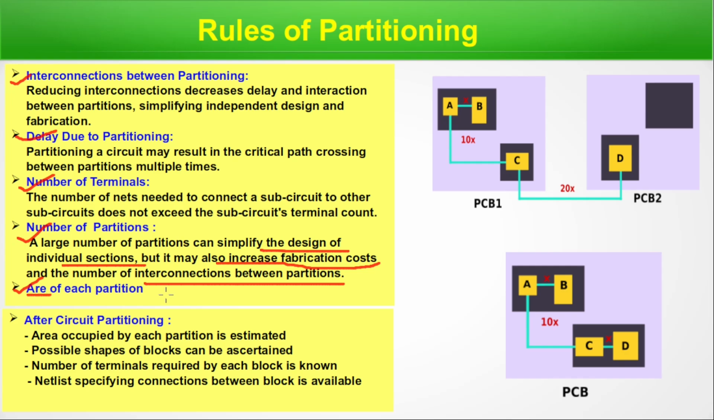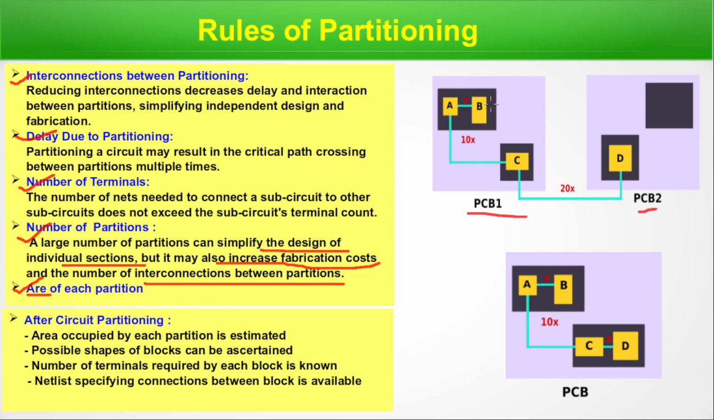Total area constraint is there. Delay constraint is there. How many interconnects, that constraint is also there. So area is another point, because power, performance, area constraints are always there. That factor we cannot ignore. So these are the rules we have to follow. And there is a diagram. There is one PCB, there is another PCB, PCB1 and PCB2.